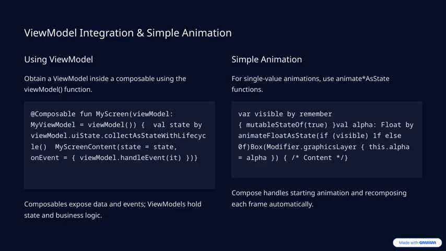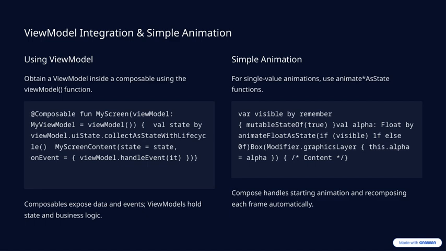All right, let's look at how we can integrate ViewModel with our composables. Using the viewModel() function inside a composable allows us to obtain a ViewModel instance seamlessly. This means our UI can directly interact with the ViewModel, fetching state and sending events easily. For example, in the code snippet, we get the ViewModel and then collect its UI state as a state that the composable can observe. This setup keeps our UI reactive and lifecycle aware, which is essential for robust apps. Remember, composables expose data and events, while ViewModels are responsible for holding the state and managing business logic behind the scenes.